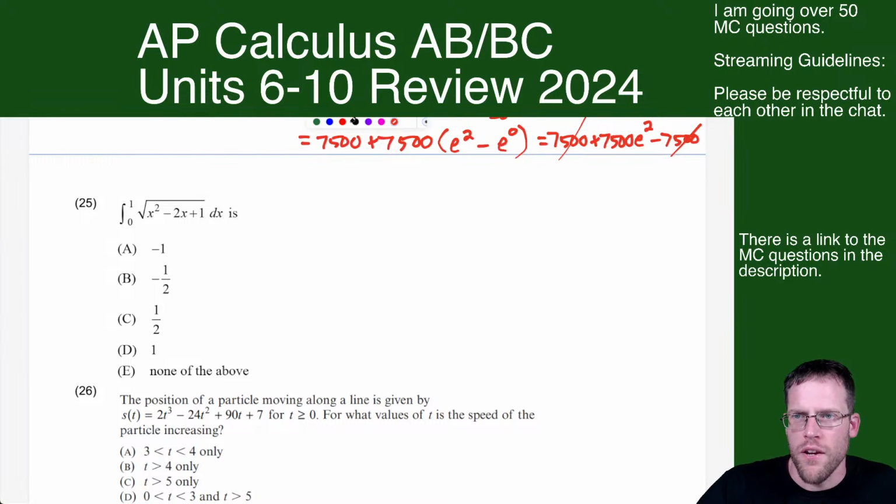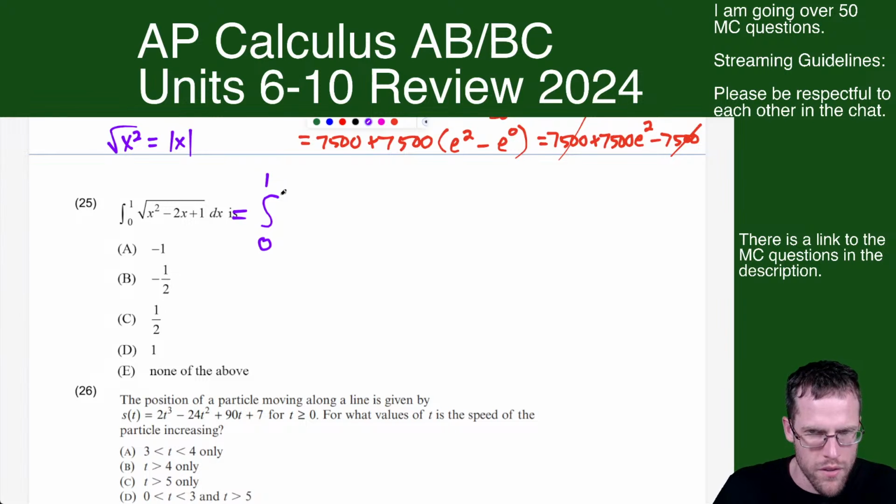25. All right, this one, there's a nice way to do it. Don't use u-substitution, you're not going to get anywhere. So the trick here is algebra. You have to know this: the square root of x squared is not x, it's the absolute value of x.